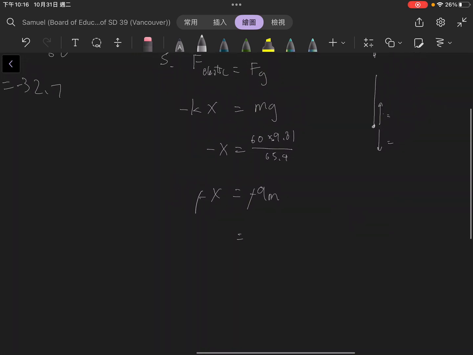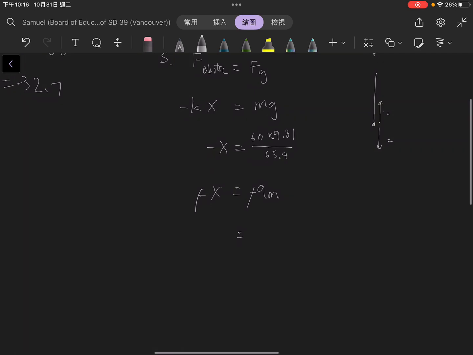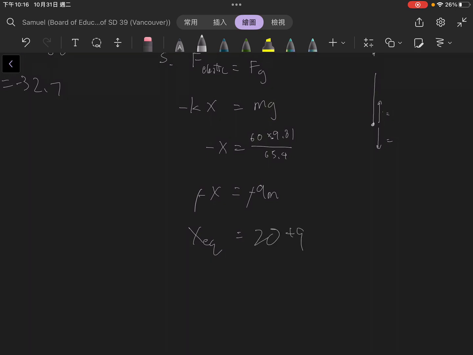So we can just add this to the initial starting position of the cord, which is 20. So we know that the stopping point will be 20 plus 9, which is 29 meters.